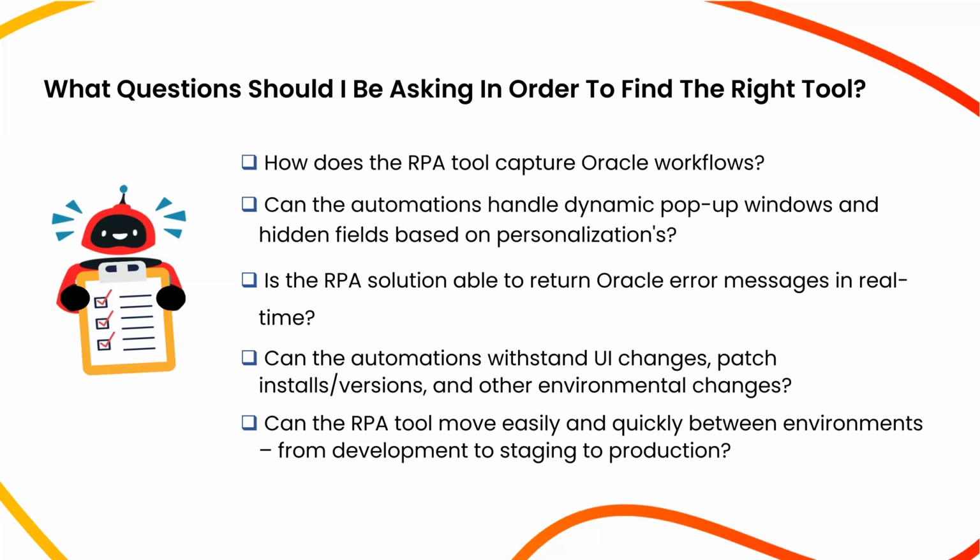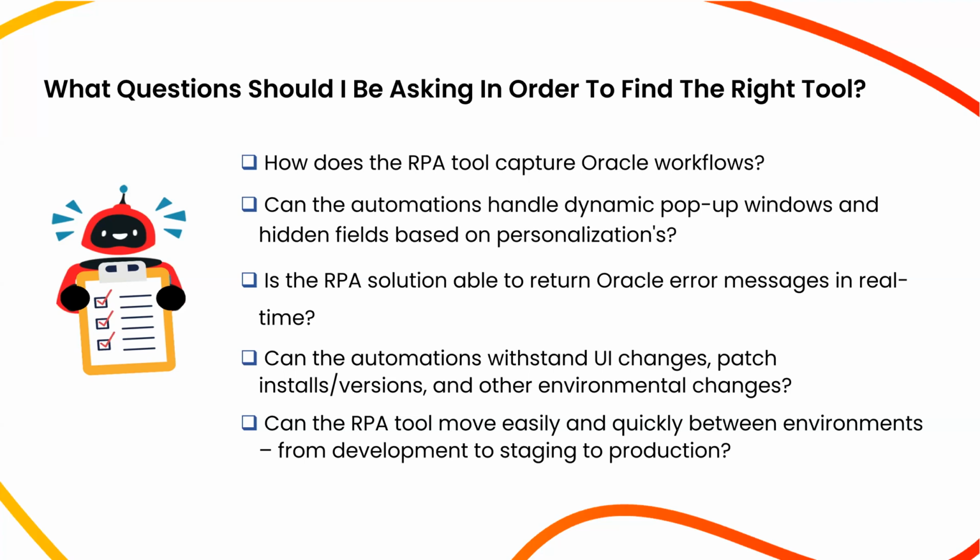You want to know how the automations handle dynamic pop-up windows and hidden fields. Sometimes you log in with a different user and you get a whole different set of pop-ups or hidden fields, etc. You need to understand how that product is going to handle those types of personalizations and pop-ups, and ensure that it's not going to crash or lead to instability in the box. We want to know if the RPA solution is able to respond to the Oracle error messages in real time, because you don't want to have to start doing what I call a log hunt, looking through all of the logs on the Oracle side to understand what's happening and why it's crashing out, right?